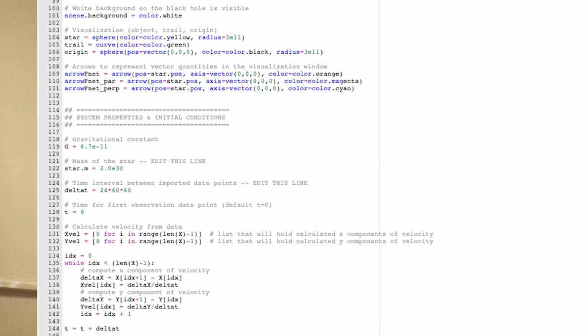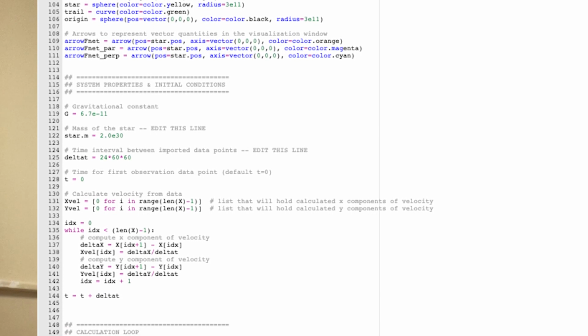For part 1, the system was the star and the black hole. For part 2, the system was the spaceship and the black hole, and the surroundings are everything else in this universe besides the system. For my part 1 code, I set the star mass to 2e30 kilograms and the change in time to 24 times 60 times 60 seconds, the number of seconds in a day.